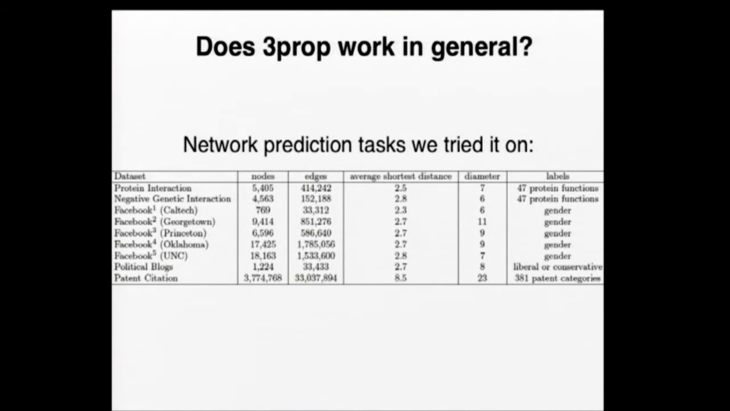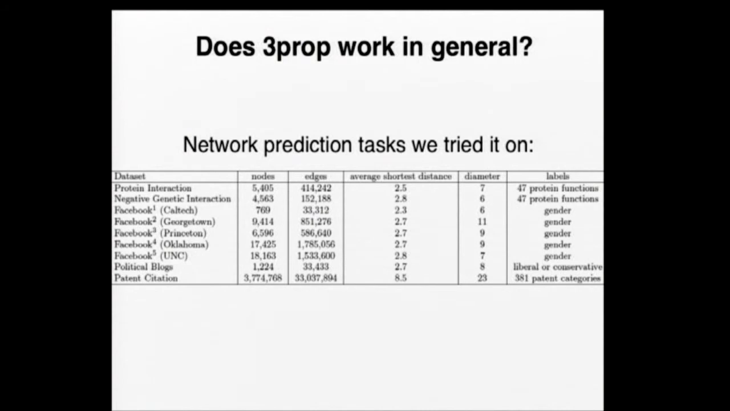We also looked at the patent citation network, which is a massive network with 3 million nodes and 30 million edges. And we were trying to do 381 binary patent category prediction tasks. The idea is to use the same algorithm on all of this and compare it against label propagation, which is the best algorithm we know about so far for predicting things in networks, and see how well it did.